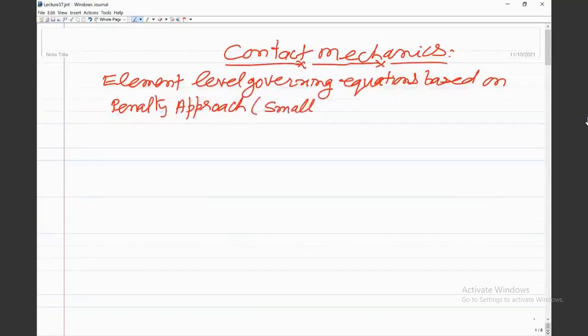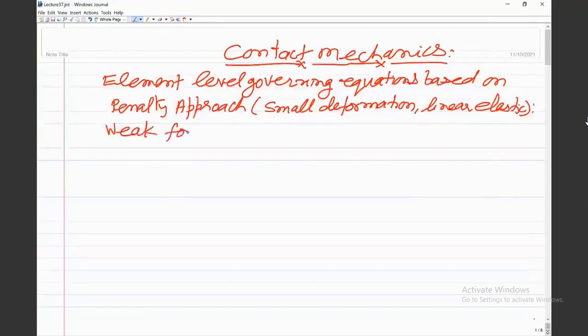That is, I am not considering finite deformation, so we are saying that the small deformation and linear elastic, the bodies individually, the target and contactor bodies are linear elastic. So first let's look at the weak form. The weak form is actually the same, only thing is the contact force we are going to express using penalty approach. So let me write anyway.